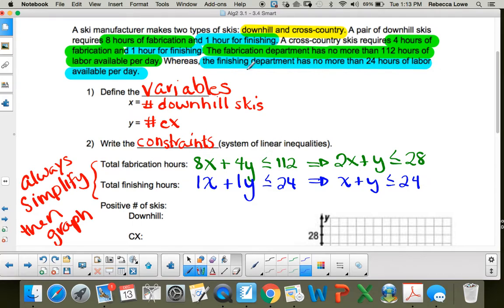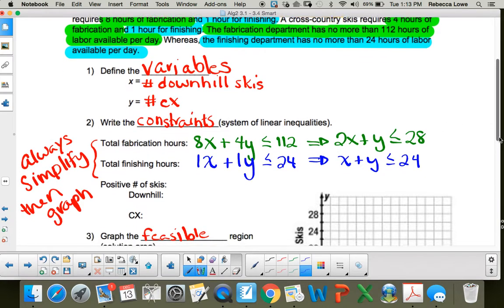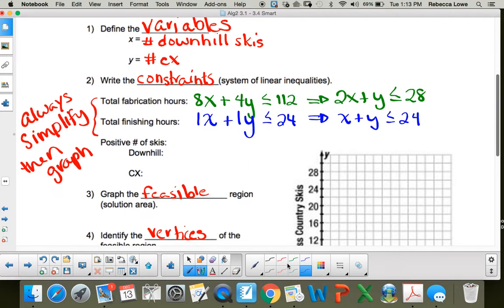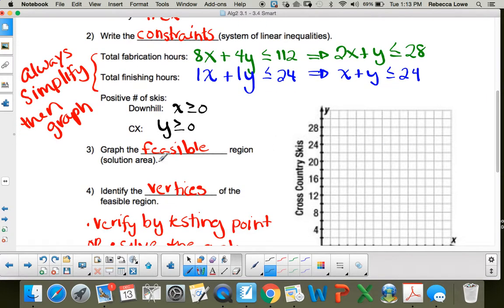Truly, that's one of the hardest things to write, is pulling those from the problem. But you're trying to look for the topics related to the variables, and then if you can label the topics of the constraints in general, you can write them. So the number of skis always has to be positive. So x has got to be greater than or equal to 0, and y has got to be greater than or equal to 0. Our number of skis has to be positive, which basically means we're only working in the first quadrant.